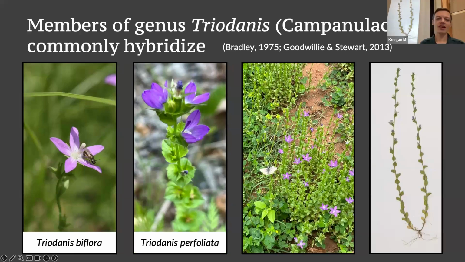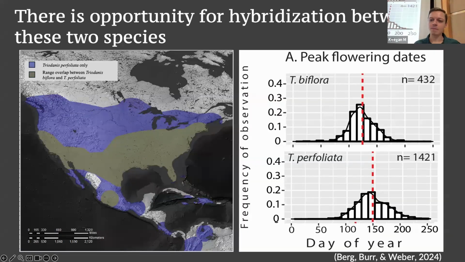So this one on the left is Triodanis biflora, and the one still on the left but more towards the middle is Triodanis perfoliata. And these are the two focal species of my study. They have important morphological differences, which we'll get into, but they were selected not only because they're cute and beautiful, as you can see here, but because they hybridize very extensively. So there's plenty of opportunity for hybridization between these species.